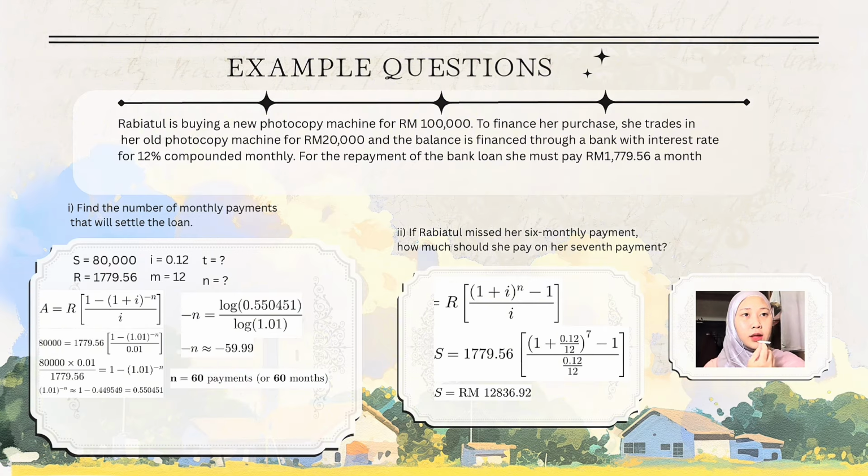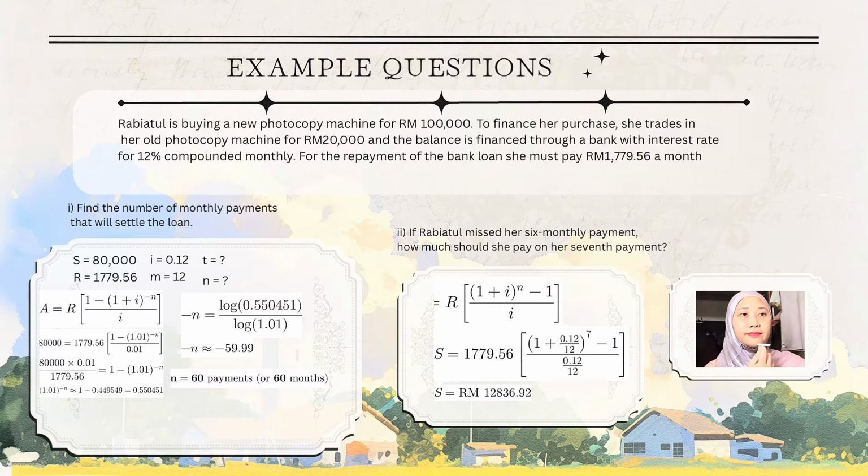Question 2. If Rabiatul missed her seventh payment, how much should she pay on the 7th payment? We use the formula S equal to R times (1 plus I to the power of N minus 1) divided by I. S equal to 1,779.56 times (1 plus 0.12 divided by 12 to the power of 7 minus 1) divided by 0.12 divided by 12.